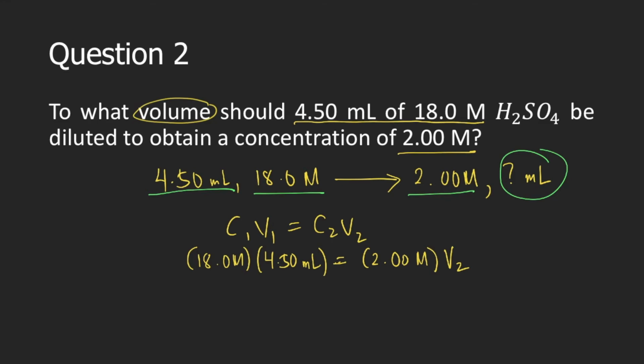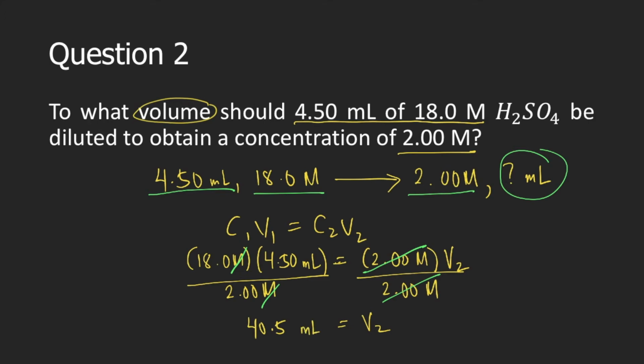So to solve for V2, divide both sides of the equation by 2 molar. So that 2 molar cancels on the right side, and what remains on the right side is V2. On the left side, molar will cancel. So you have 18 times 4.50 ml divided by 2. That is equal to 40.5 ml. So this is your V2 or the final volume.